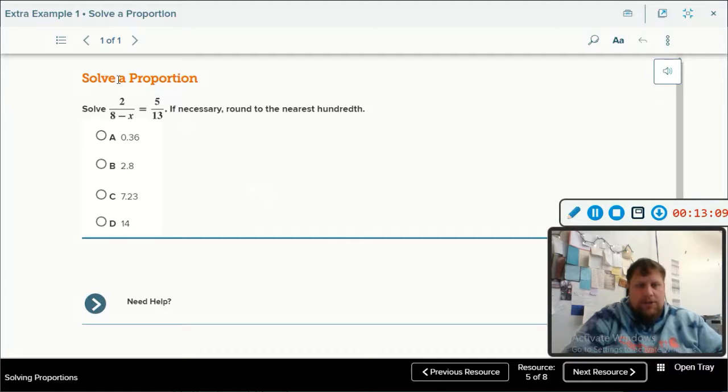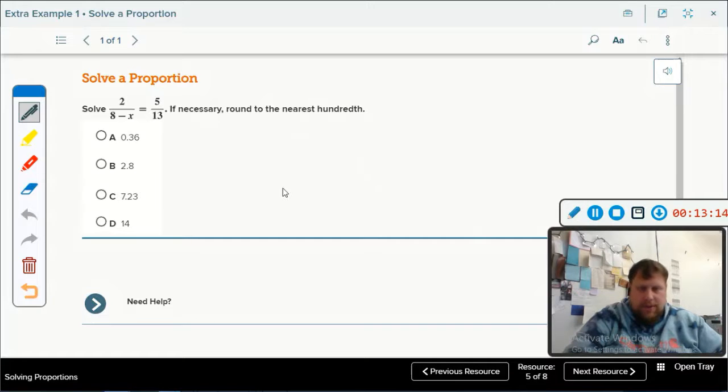All right, looks like we just ramped up the difficulty a little bit, but it's still not that bad. And it says round to the nearest hundredth, so we can do that. So if I have 2 over 8 minus x equals 5 over 13, I'm telling you they're equal, so let's cross multiply and prove it. So 2 times 13, that's pretty easy, right? 2 times 13 equals, what do we do here though? Remember, it's like this has a parenthesis around it. So we're going to write it like that. 5 times the quantity 8 minus x.